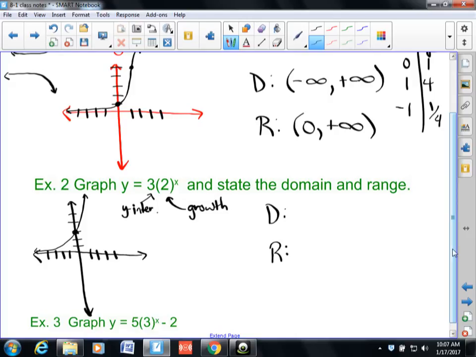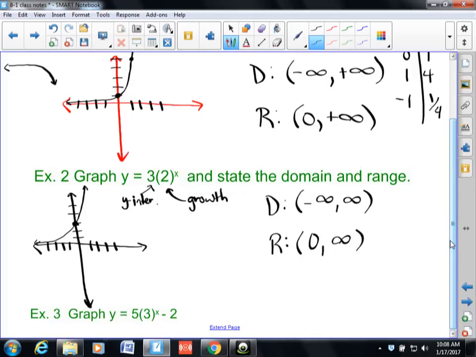Again, the domain, we're going to go from negative infinity to infinity. The range, once again, is skimming the x-axis without touching it, so we'll be at 0 to infinity. All right, hopefully, so far this is making sense. Now I'm just going to amp it up just a titch.